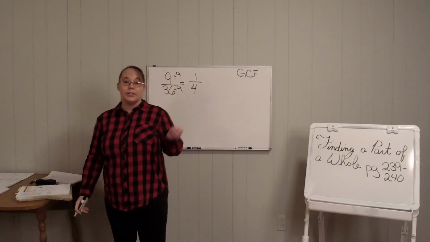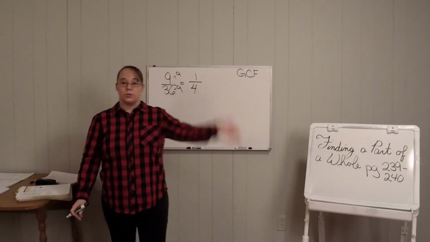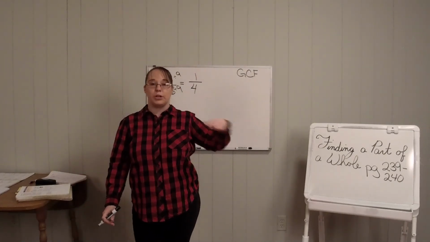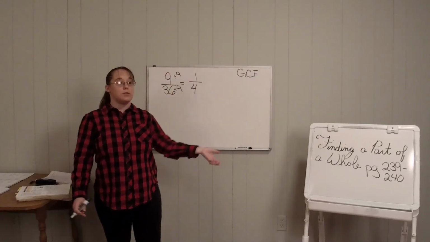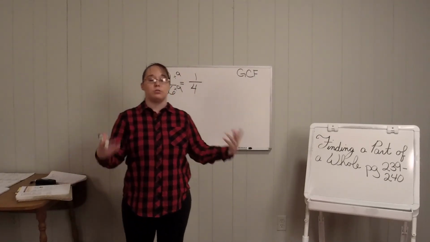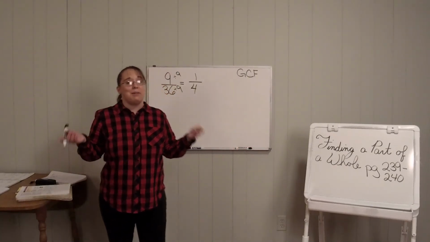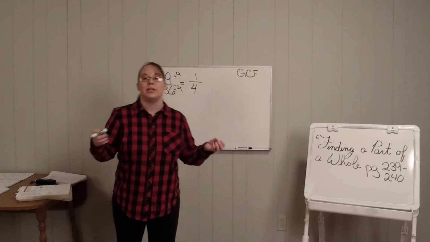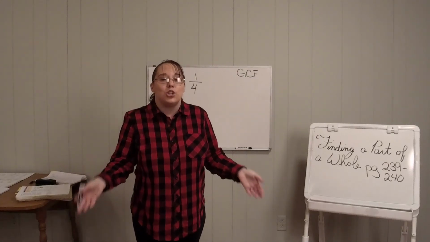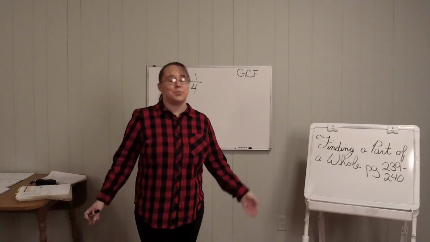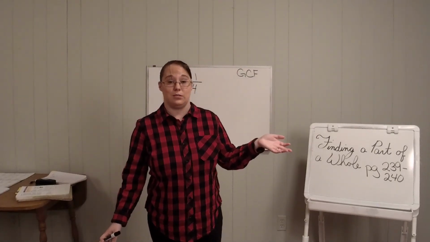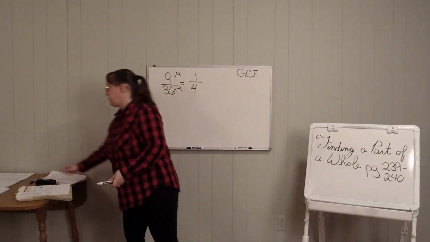So all you're doing is taking two numbers, putting the smaller number on top, the bigger number on bottom, making it a fraction, and then reducing it if you need to. That's all you're doing. It's not very hard. I mean, it might be at first, but you've been working with fractions since before Christmas. All right.